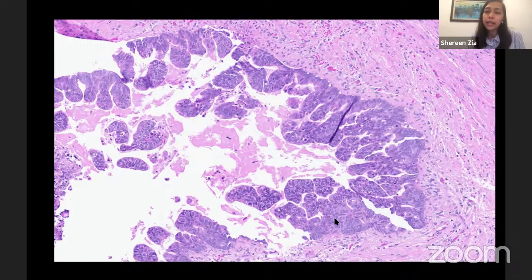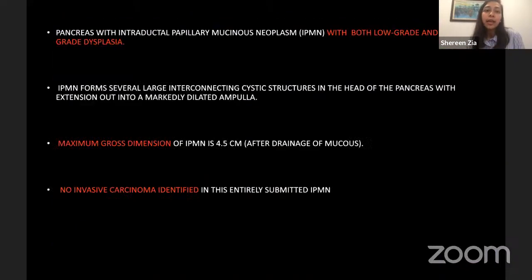They're losing their polarity, and architecturally they're also forming these micropapillae. So these are more cytologically and architecturally atypical. That's why it was diagnosed as IPMN, meaning intraductal papillary mucinous neoplasm, with both low-grade and high-grade dysplasia. Their maximum dimension was going up to 4.5 centimeters.